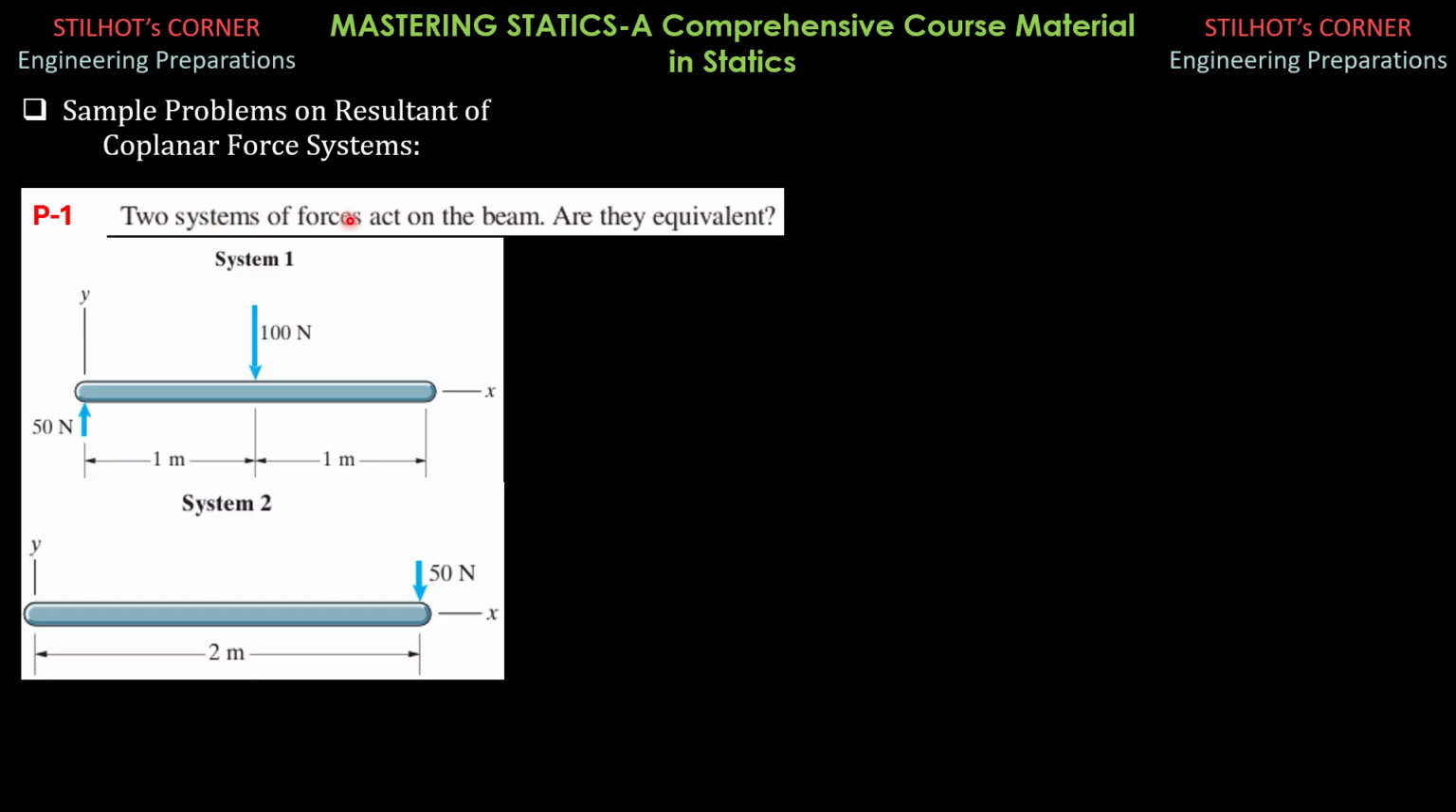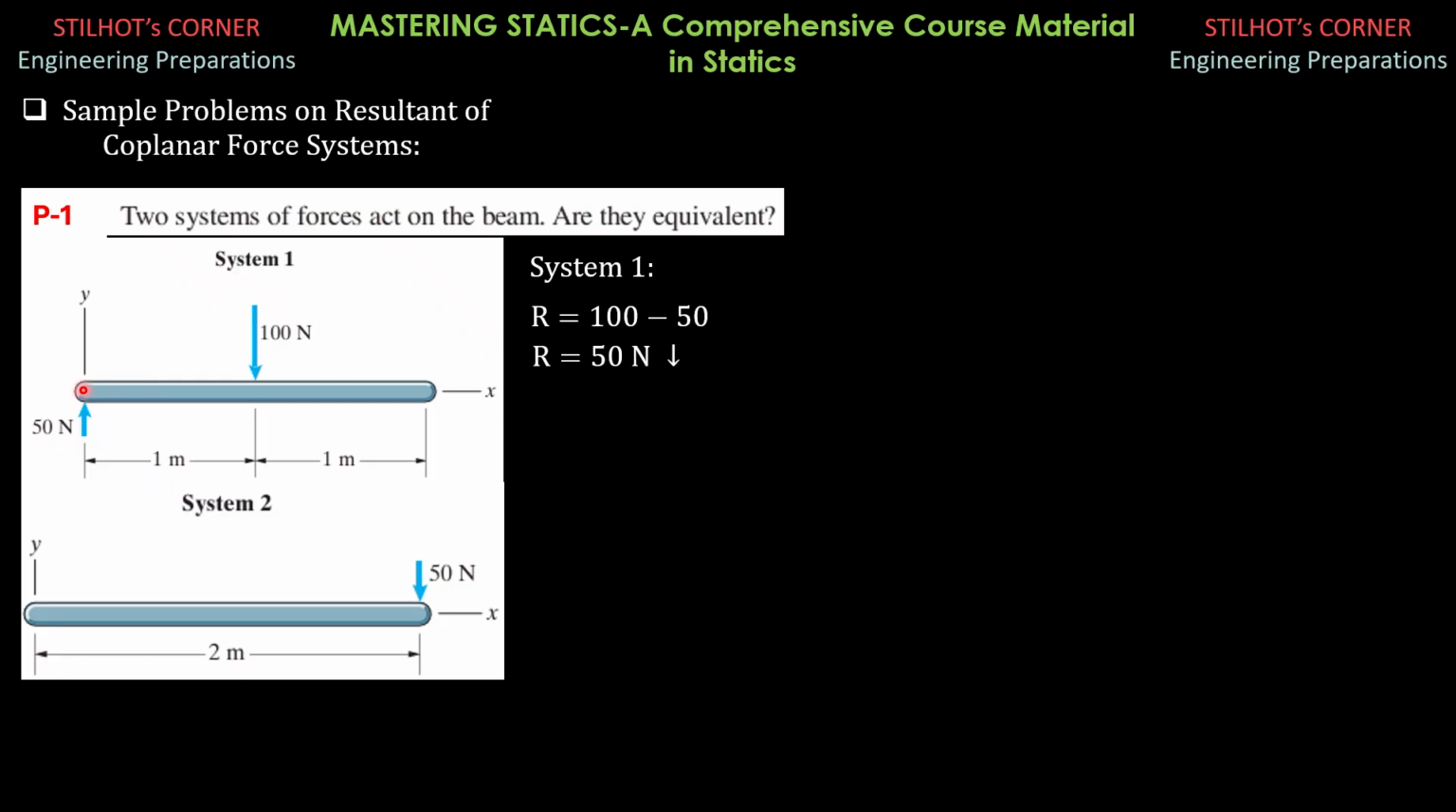Two systems of forces act on the beam. Are they equivalent? So we have system 1 and system 2. By the way, this problem is taken from the book by Bedford. So in this system 1, let's assume that downward is positive. So Ry is 100 minus 50, and it is 50 newtons downward. Remember that the assumption here is downward as positive, but anyway, let's specify it. So R is 50 newtons downward.